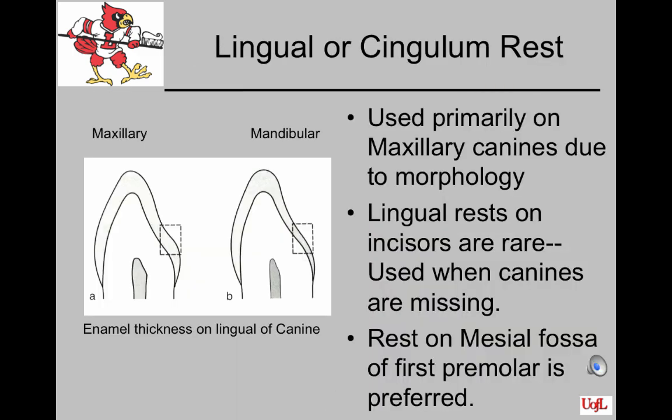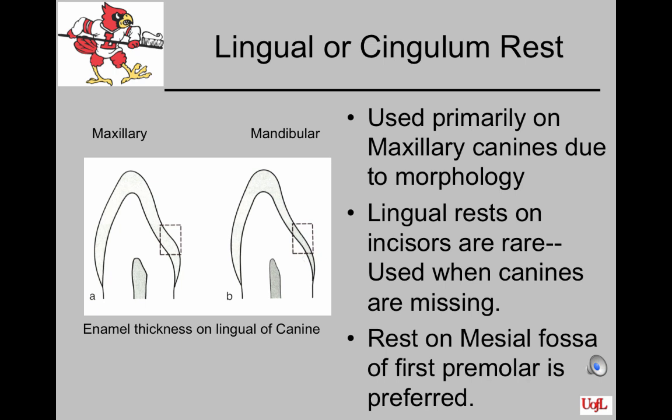The lingual or cingulum rest is used primarily on the maxillary canines due to morphology. The maxillary canines have a natural cingulum where the enamel is relatively thick. On the mandibular canine, the enamel is so thin that you would run the risk of perforating into the dentin. If that happens, a framework that goes in and sits on the dentin is quite painful and really pretty unbearable for the patient. The lingual rest on incisors are rare.